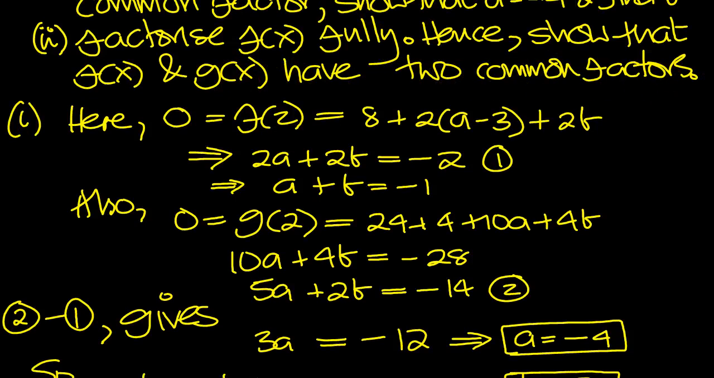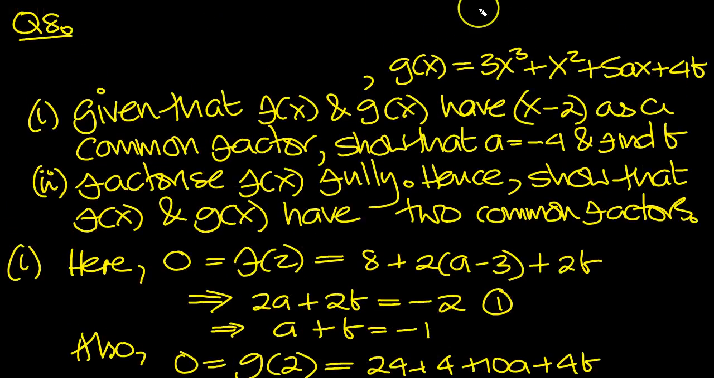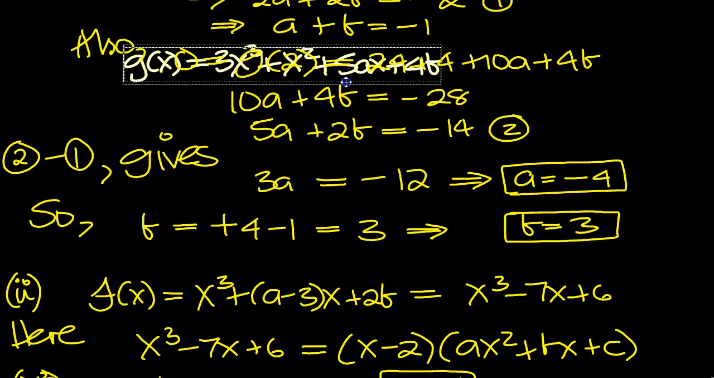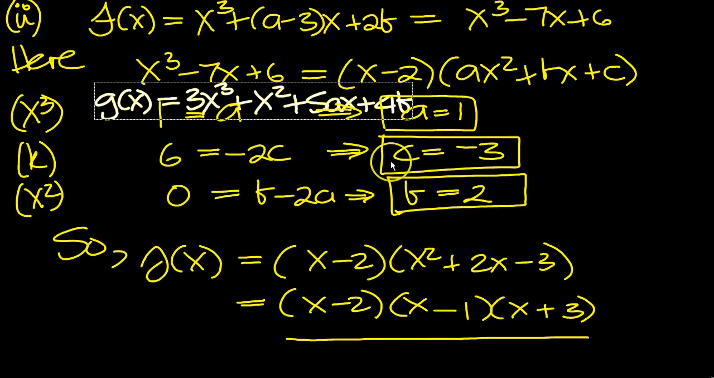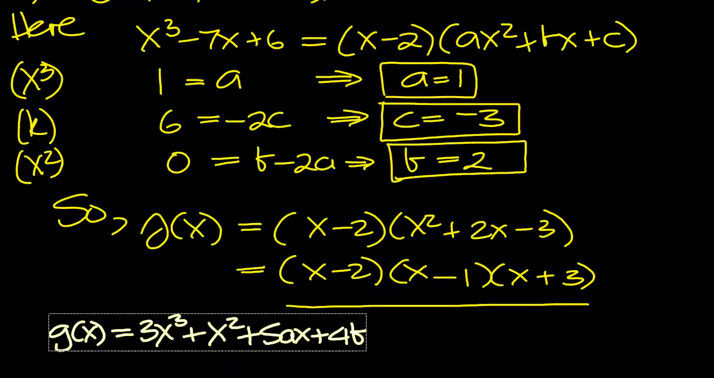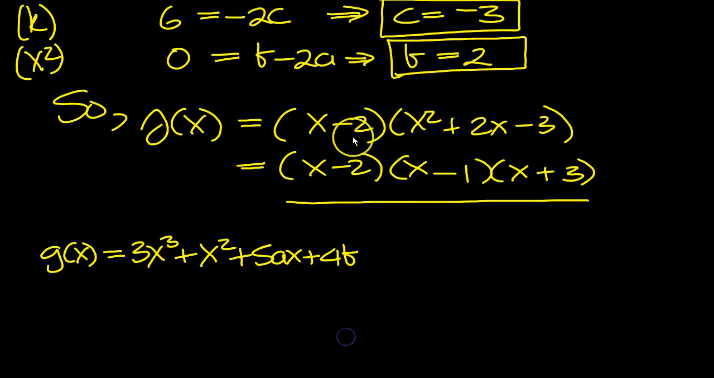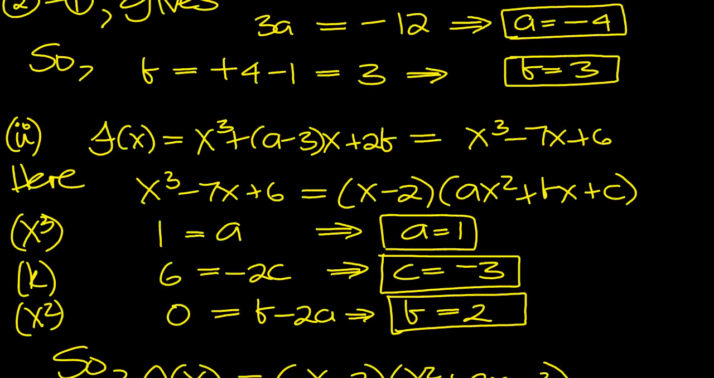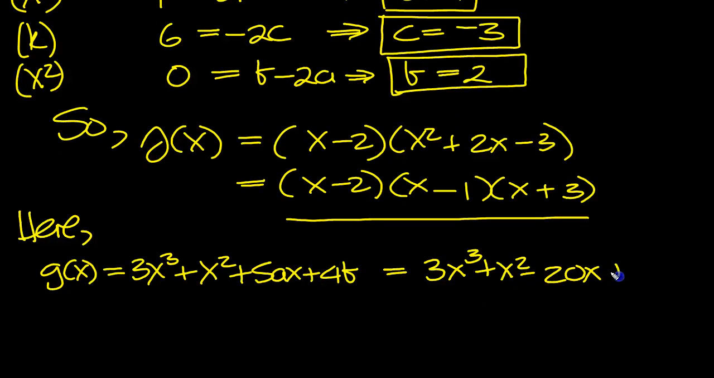Hence show that f and g of x have 2 common factors. Okay, so the g of x then, let's just grab that. Okay, and we'll pull that down now and work with this. Now we need to show that one of the other factors of f is also a factor of g, so it's only a matter of putting in the values here. So here then, g of x is equal to 3x cubed plus x squared. Now 5a from before, a was minus 4, so that's minus 20x. And b, let's just go back up and look at the original problem, 3. So 4 3s are 12.